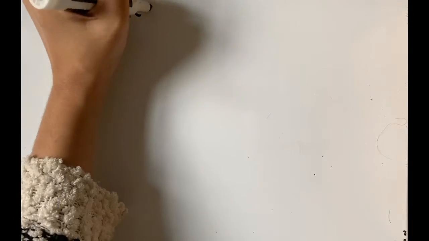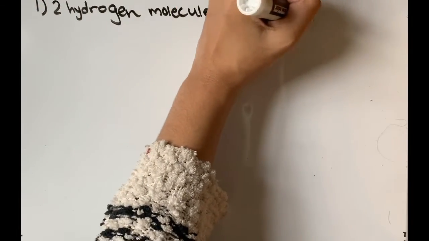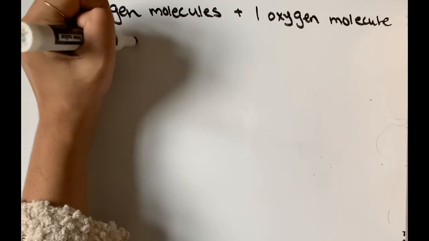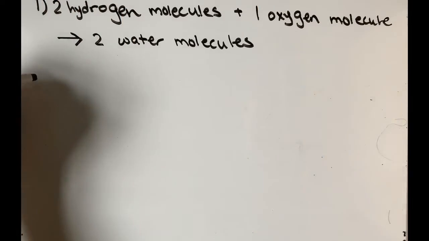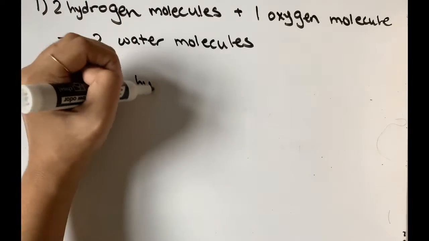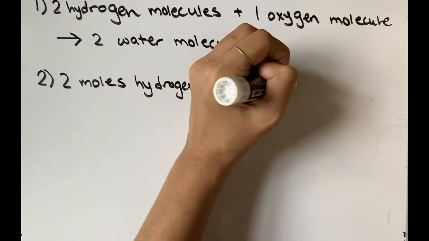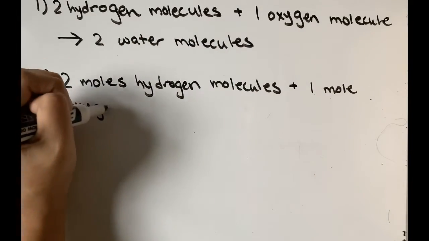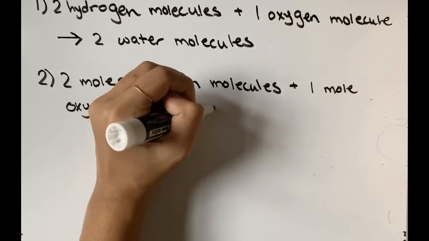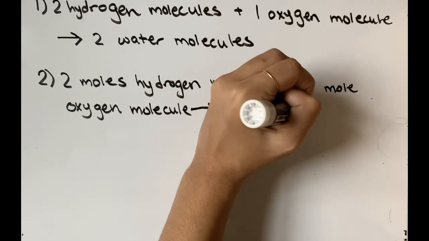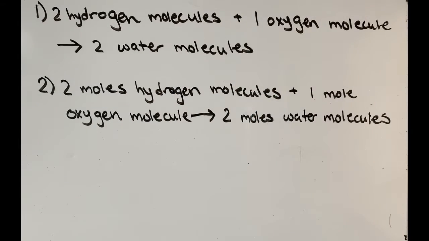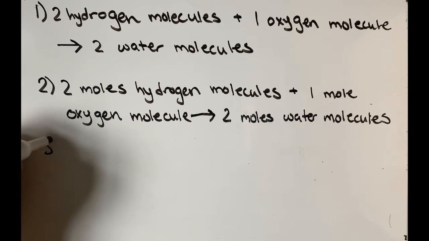This tells us 3 things. 1, this tells us that 2 hydrogen molecules react with 1 oxygen molecule to make 2 water molecules. It also tells us that 2 moles of hydrogen molecules react with 1 mole of oxygen molecules to make 2 moles of water molecules, since these coefficients can be scaled up to moles. Finally, we can read this in terms of mass.